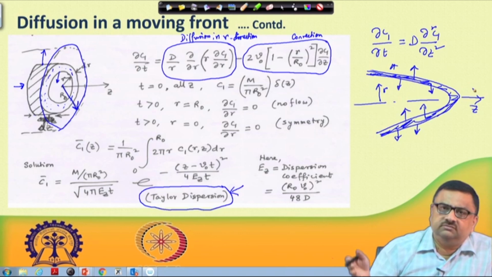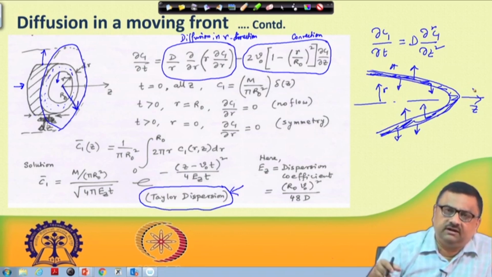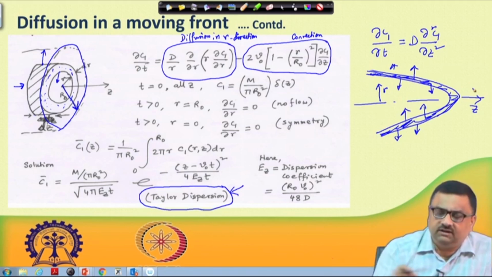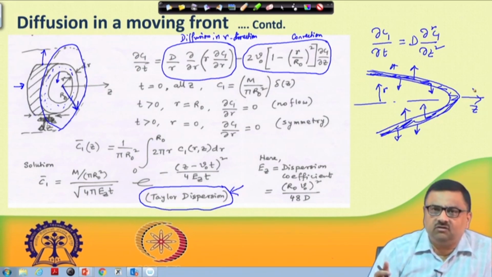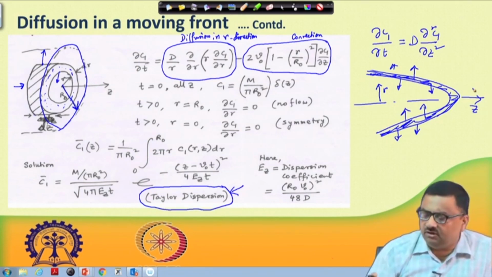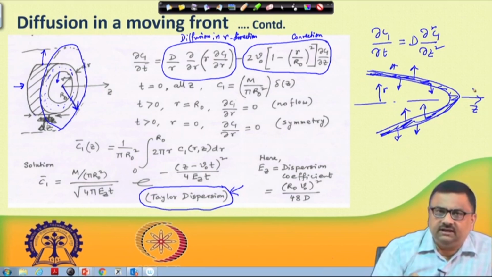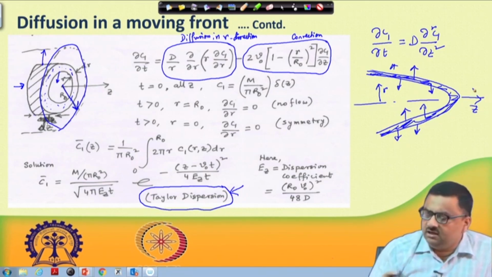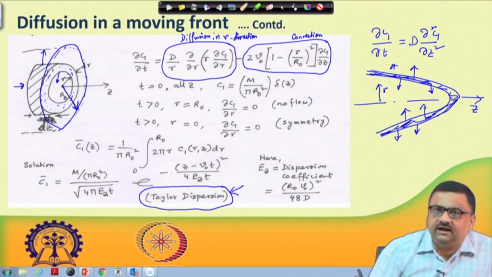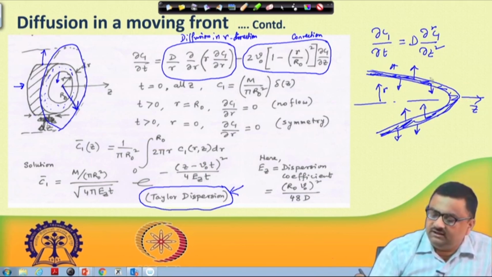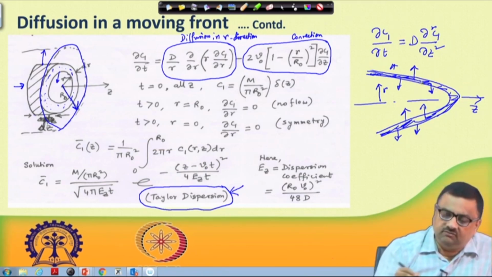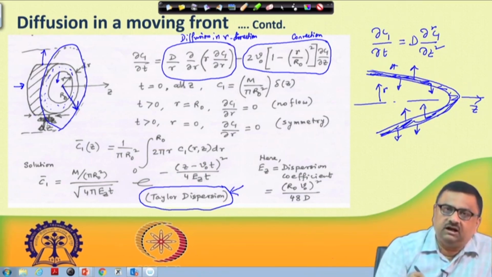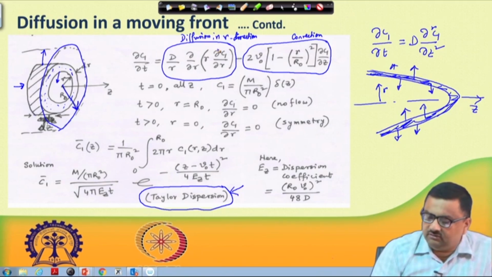Later on Aris has shown that the axial diffusion can also be included, and then the solution has been found out. But for the time being, when Taylor arrived at the first equation, Taylor assumed that axial diffusion, that means diffusion in the z direction, is ignored, and only the diffusion in r direction is included.